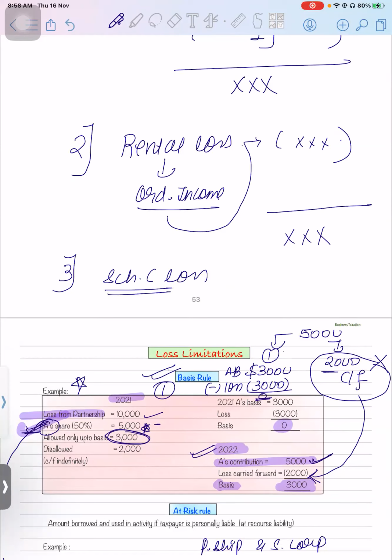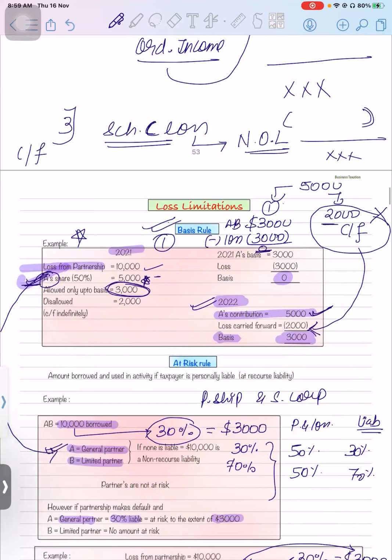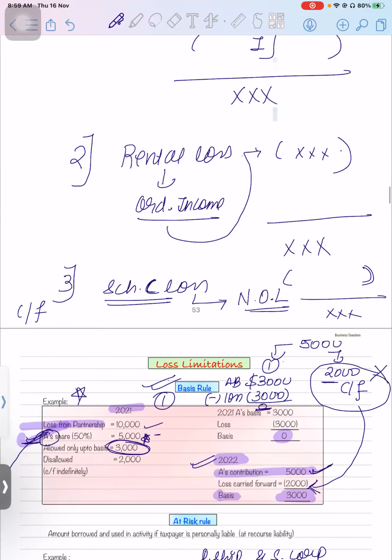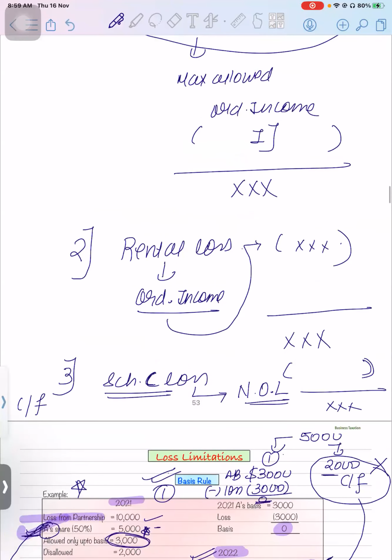Now, Schedule C is specifically called net operating loss. The last preference is given to the Schedule C loss. The remaining amount will get carried forward indefinitely. Whatever is your Schedule C loss, there is again one limit that only that much can be reduced and the remaining will get carried forward. I hope the whole structure is clear. When we solve the example, you'll understand it properly. Okay, any question, anyone?